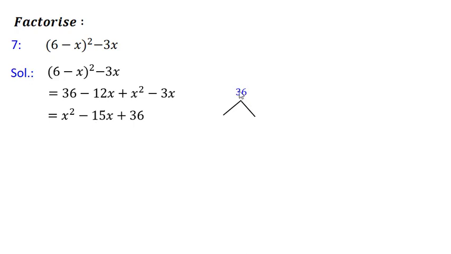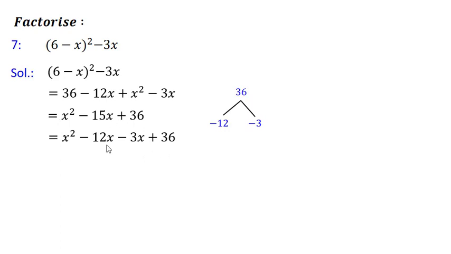Now as this is a positive number, its two factors should be either both positive or both negative. As here I have minus 15, I will take two negative factors. So minus 12 and minus 3, their product is 36 and their addition gives me minus 15. So I will write this minus 15x as minus 12x minus 3x. So this expression will become x square minus 12x minus 3x plus 36.